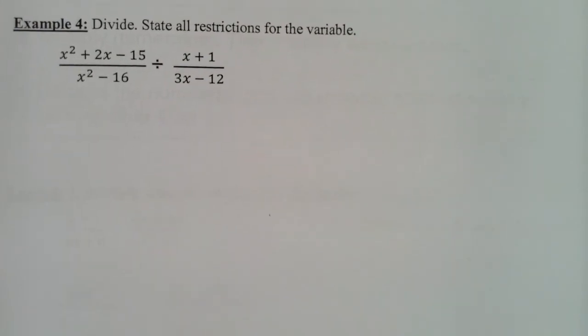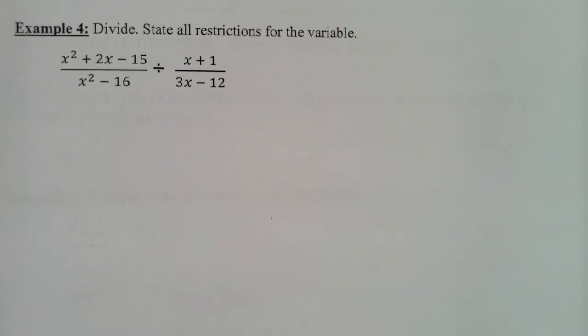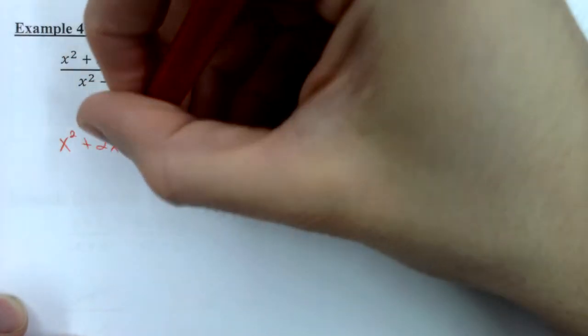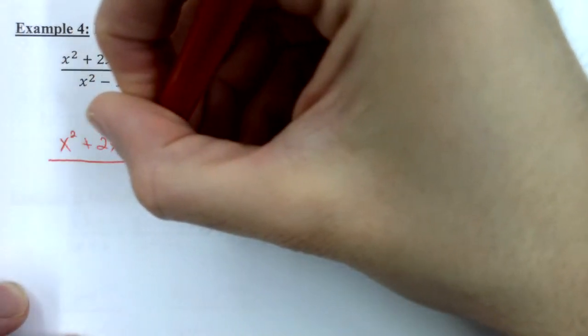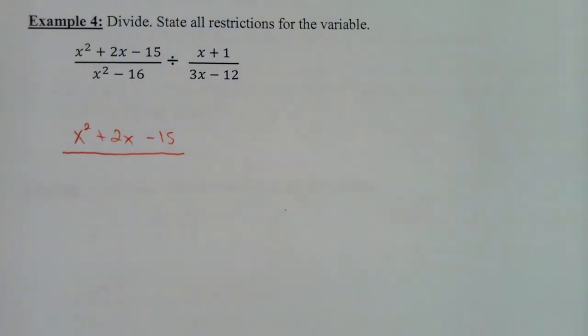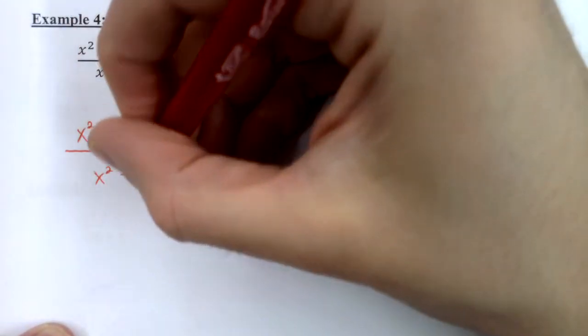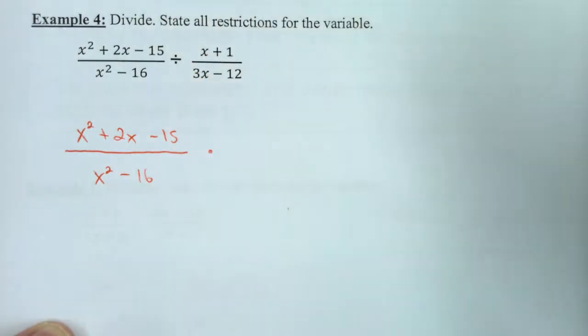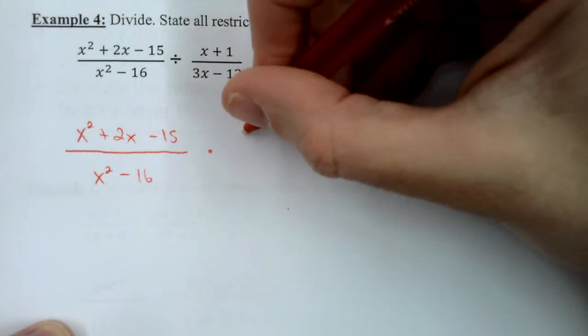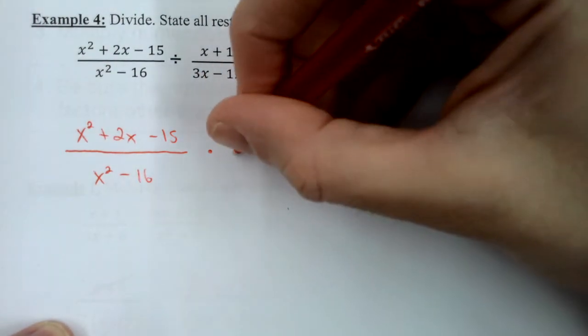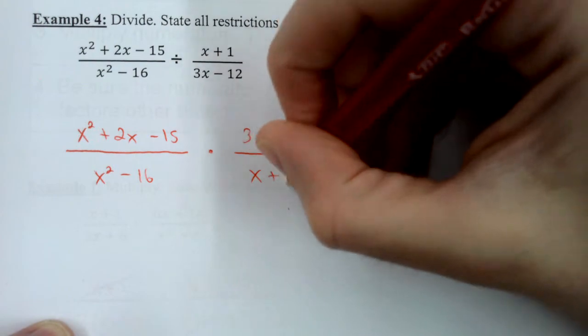Example 4, divide. State all restrictions for the variable. First, I'm just going to rewrite this as multiplication by the reciprocal. So x squared plus 2x minus 15 over x squared minus 16. I'm going to change this to multiplication times 3x minus 12 over x plus 1.